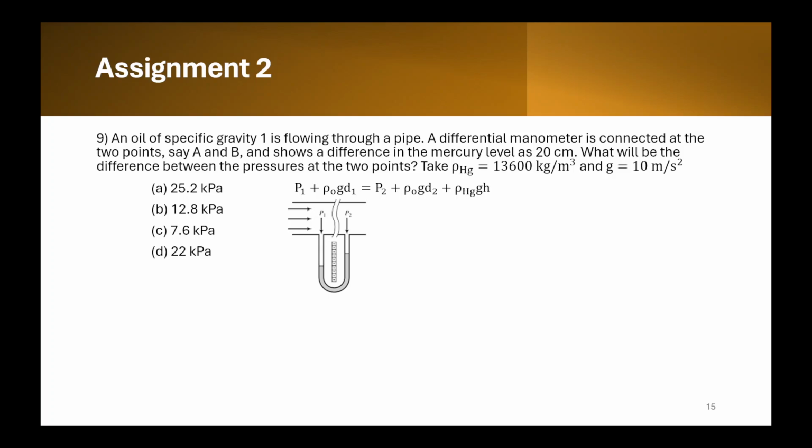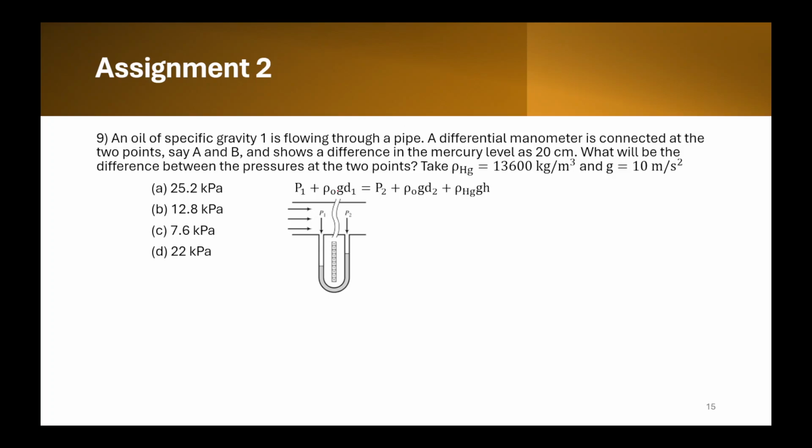Next question. An oil of specific gravity 1 is flowing through a pipe. A differential manometer is connected at the 2 points, say A and B, and shows the difference in the mercury level as 20 centimeter. What will be the difference between the pressures at the 2 points? Take rho Hg as 13,600 kg per meter cube and g as 10 meter per second square.